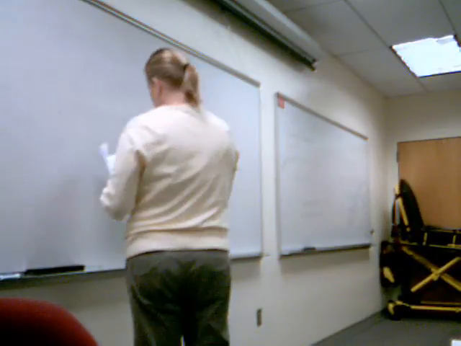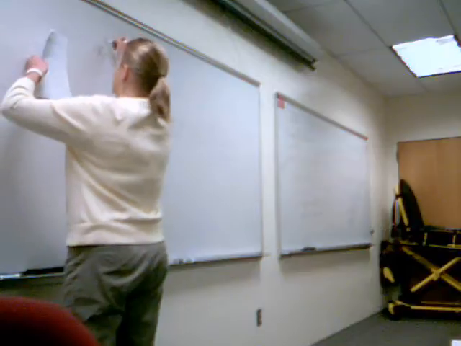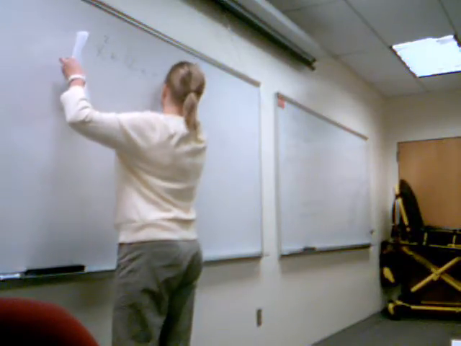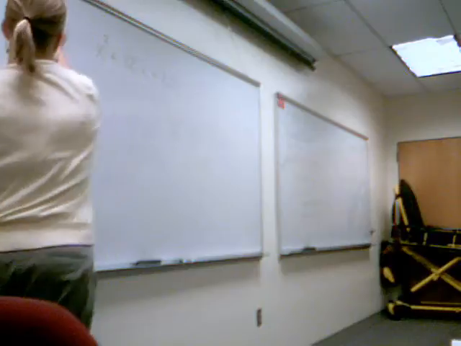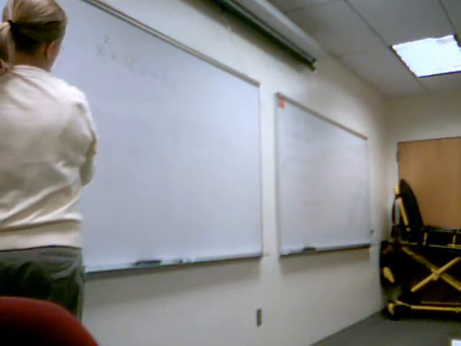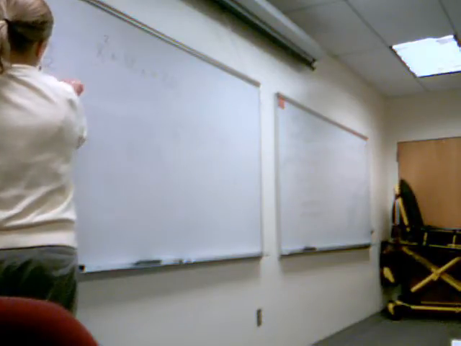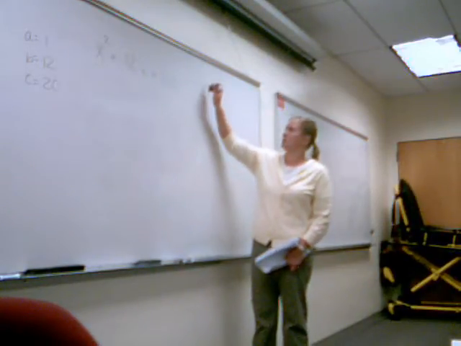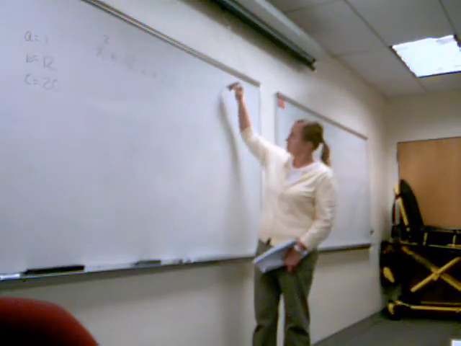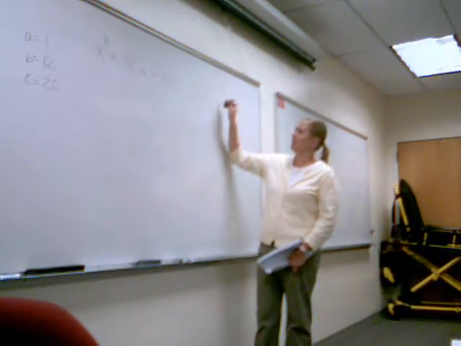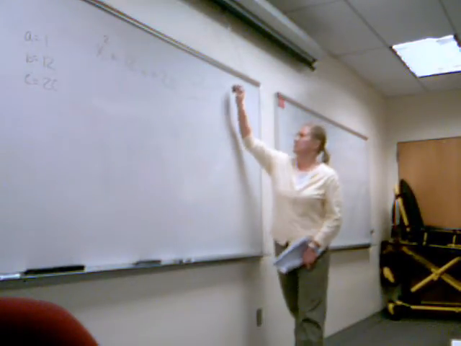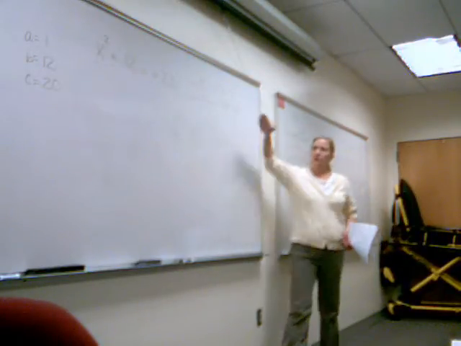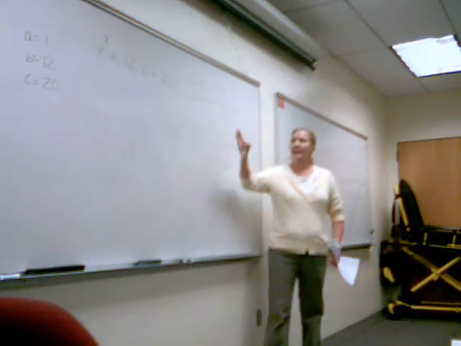Okay, so let's look at our first problem. What is A in this problem? What is B in this problem? 12. What is C? 20. Okay, so when you see a trinomial, this is what you're going to write over the side. You're going to say, what plus what equals B? What times what equals A times C? So this is B, this is A times C. Okay? These two little lines over here to the side are going to be your key. And they have to be the same numbers.